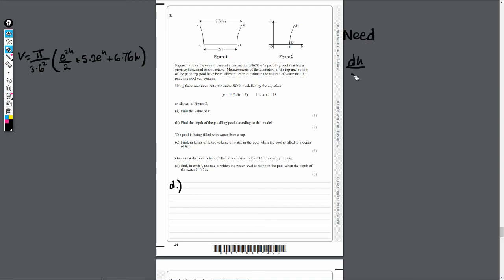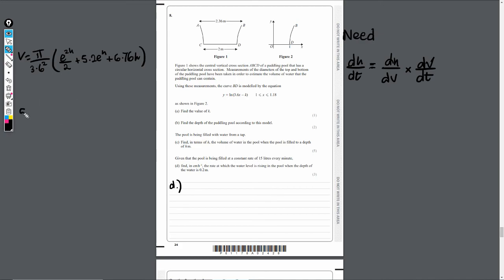That's what we need, dh by dt. Now, how will we obtain dh by dt? Well, we're going to have to use the chain rule. That's going to be dh by dV times dV by dt. And that will give me dh over dt. So dh over dV, I can obtain by differentiating V here and then taking the reciprocal. And dV by dt, they've already given us that information. They're telling us that it's filled at a constant rate of 15 litres every minute. So we can come to dV by dt in a minute. First we need to differentiate this.